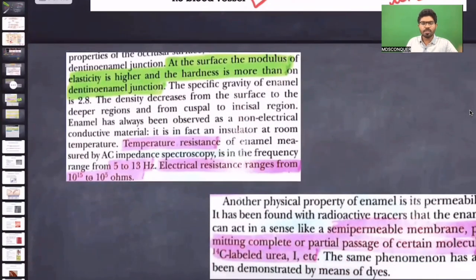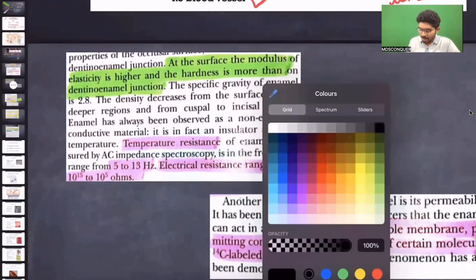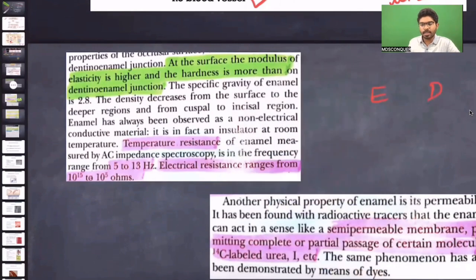Okay, chalo. So most of you are familiar regarding this. Is the modulus of elasticity high for enamel or dentin? DM question. So modulus of elasticity is high for enamel. And among the enamel, which layer is having the highest modulus of elasticity? Yes. At the surface, the modulus of elasticity is higher.